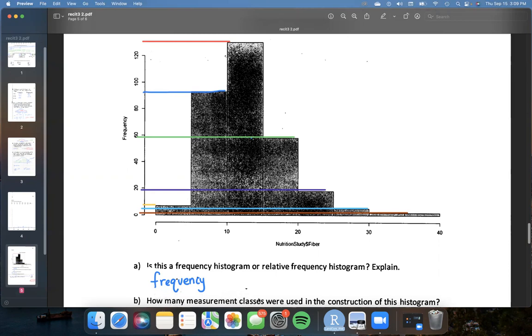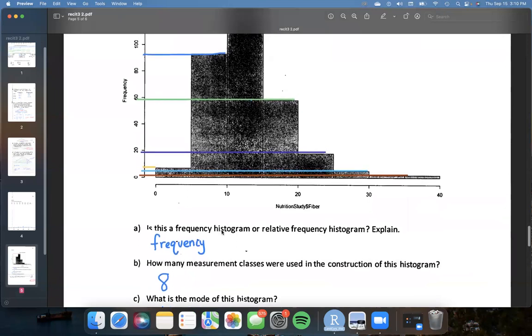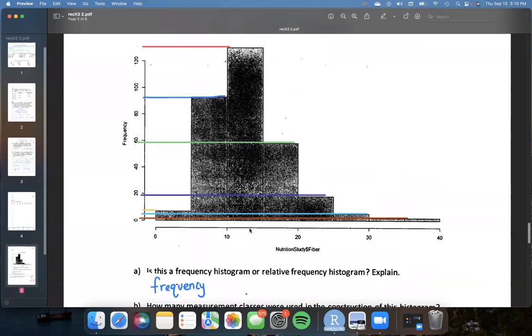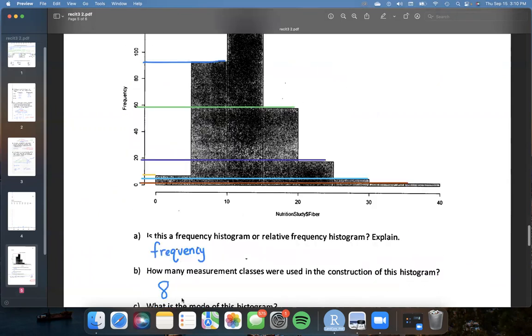So how many measurement classes, or how I like visualizing it, how many buckets are there to construct this histogram? There's 1, 2, 3, 4, 5, 6, 7, 8. So there are 8 because there are 8 bars. All right, what is the mode of the histogram? Our mode is going to be located in the measurement class from 10 to 15 because it has the highest frequency. So that would be class 10 to 15.